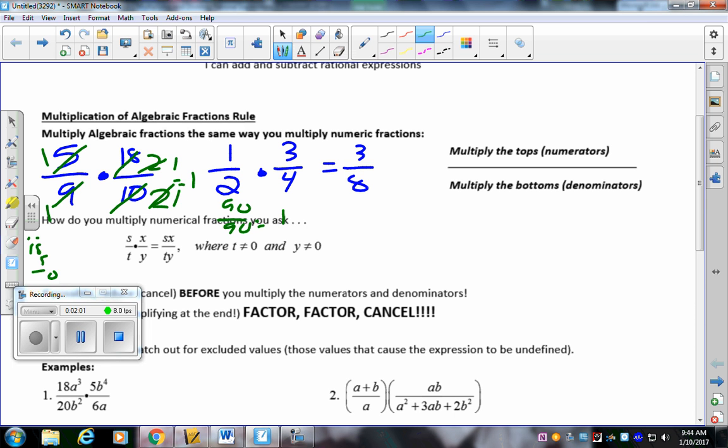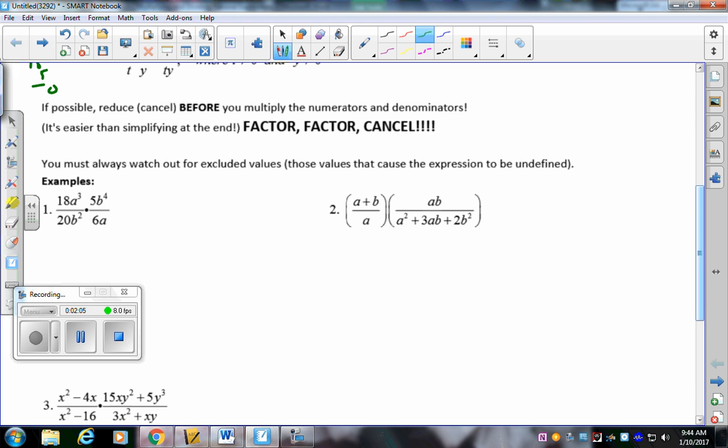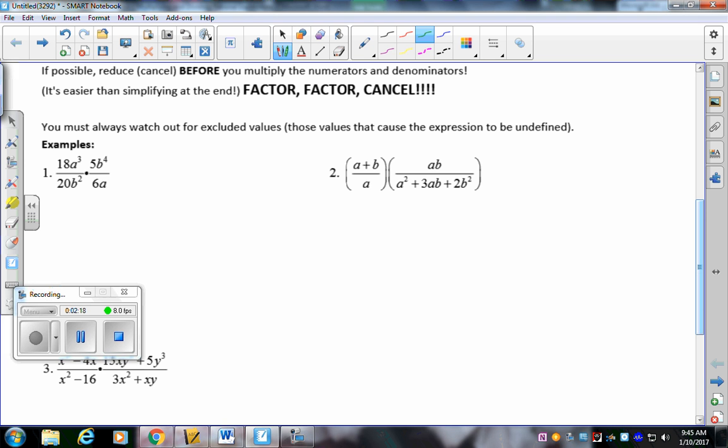Okay, so let's go ahead and let's take a look at our rational expressions now. So our directions are just like they were with the simplifying. Factor, factor, cancel. We just have more things to factor first. Okay, so we're going to factor everything and then cancel common factors in their numerator and denominator. It's just that now I have 2 fractions as opposed to 1, or 3 as opposed to 1.